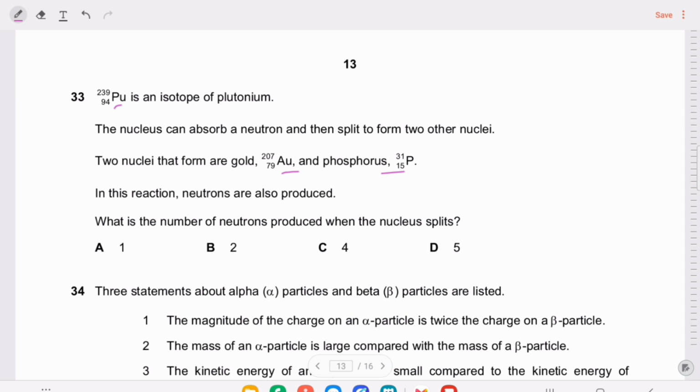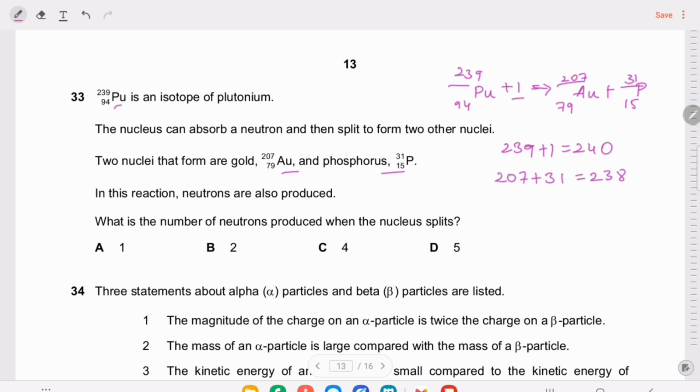Don't panic when you see nuclear questions. Let's take it step by step. So what is happening here? Let's write it down. Here 239 plus 1 will give you 240, and 207 plus 31. These are the mass numbers we are comparing. So what is missing here? Let's get the difference. 240 minus 238 will give you 2. So it is going to form 2 neutrons.